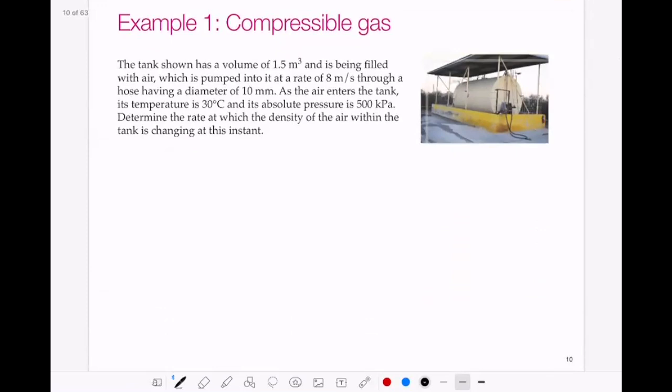So let's do a few examples where we consider conservation of mass. In this example, we have a tank. It's given that it has a volume of 1.5 meters cubed and is being filled with air, which is pumped into it at a rate of 8 meters per second. So that's the velocity of the air being pumped into the tank through a hose having a diameter of 10 millimeters. As the air enters the tank, its temperature is 30 degrees C and its absolute pressure is 500 kPa. Determine the rate at which the density of the air within the tank is changing at this instant. So what is the rate of change of the density of the air at this instant?